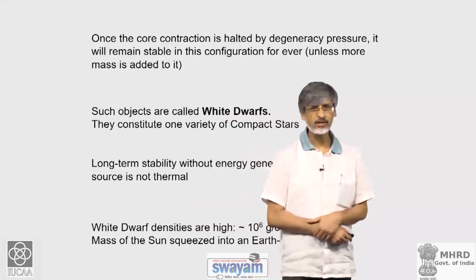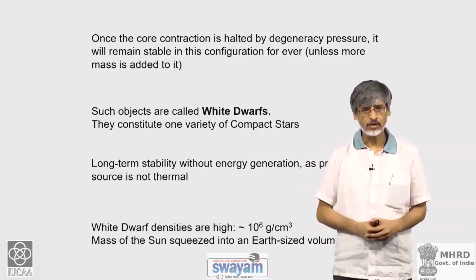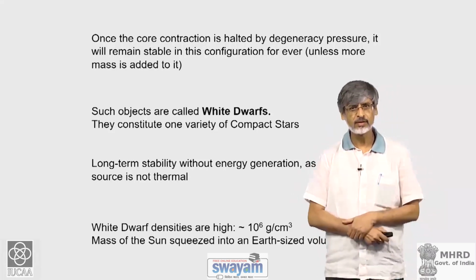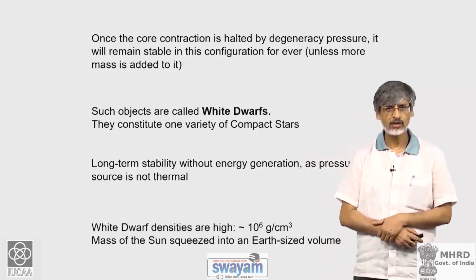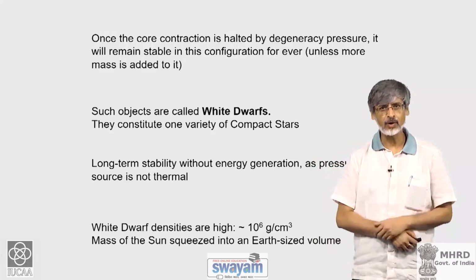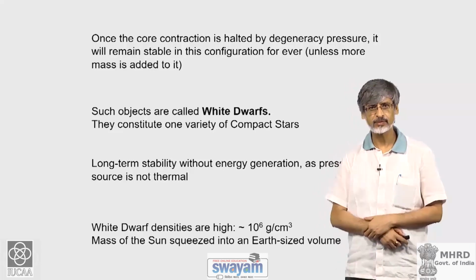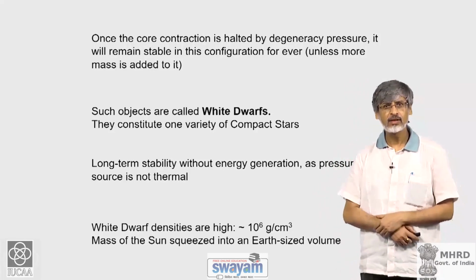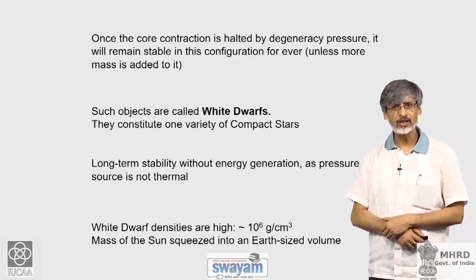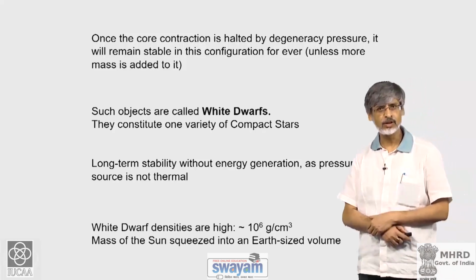So, these objects where you have configurations which are held by electron degeneracy pressure are called white dwarfs. These white dwarfs constitute one variety of compact stars. So, the white dwarfs is a family of compact stars. Here we have long term stability of the star without energy generation, as the pressure source is not thermal.